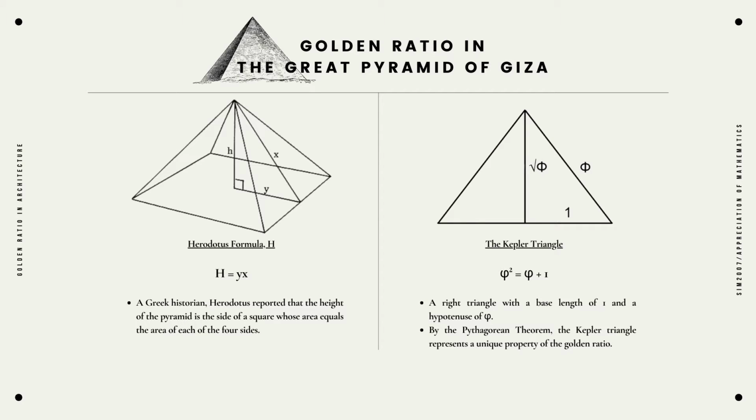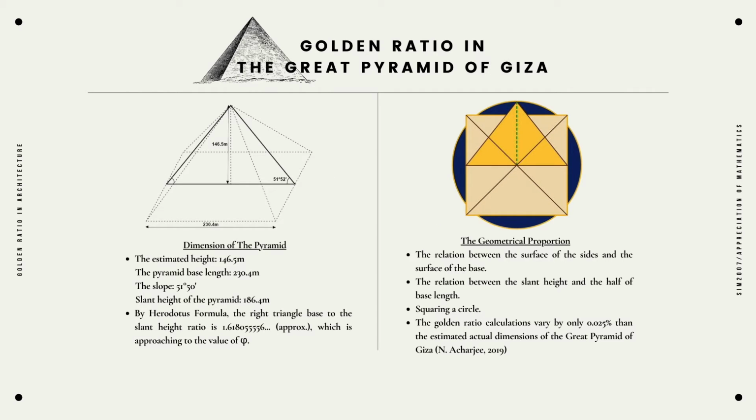Now moving to the other concept, which is the Kepler triangle. What is the Kepler triangle? It is a right triangle with a base length of 1 and a hypotenuse of phi. We can also extract this triangle by using the Herodotus formula. By the Pythagorean theorem, we have the equation phi squared equals phi plus 1.